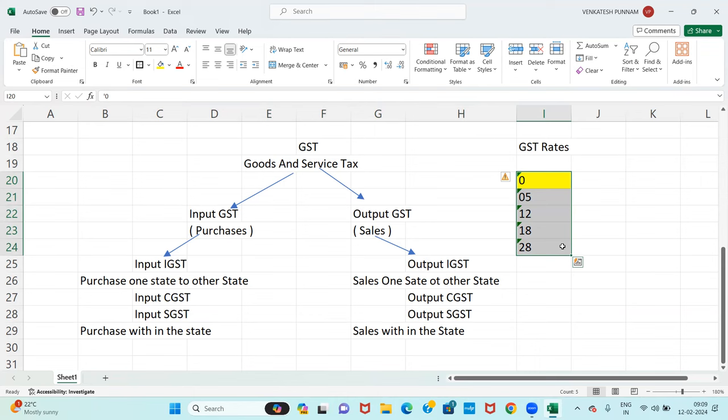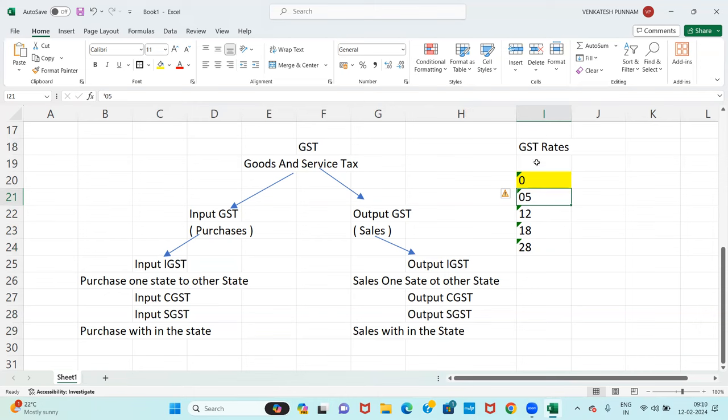Example, everyone, concentrate here. It depends upon the product. If you purchase any luxury products, for example a BMW car, then for any luxury products that time 28% GST. When you purchase any generally used products, that time 5% of GST, like that.